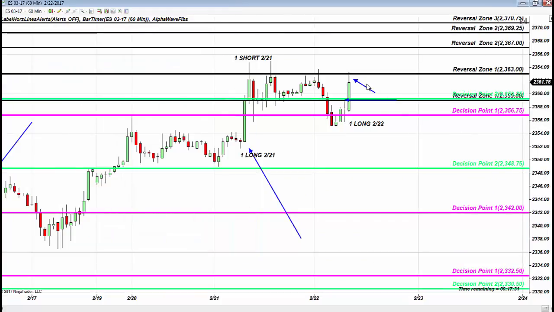Remember what happened yesterday on the long? Bullish rally came to reversal zone. You exit your trade. You monitor for reversal. Rules are met. You take a short. This is once again an institutional bullish rally.